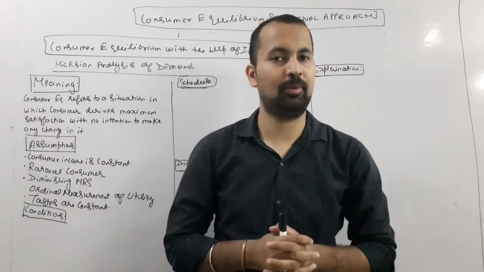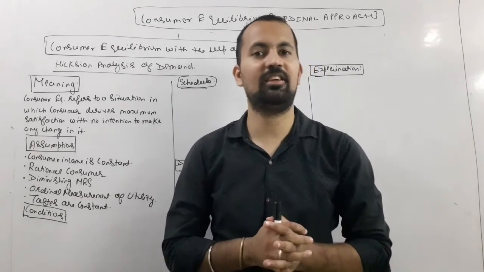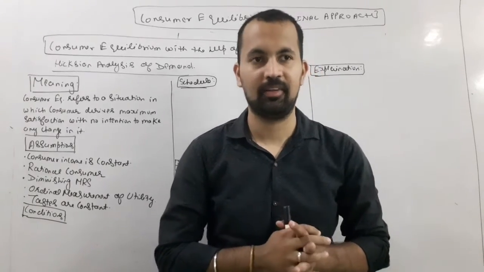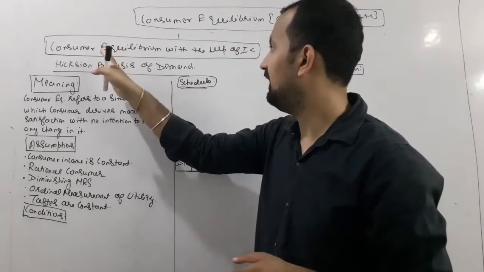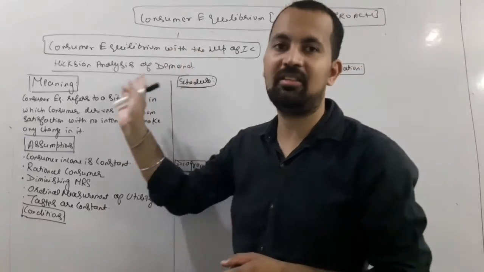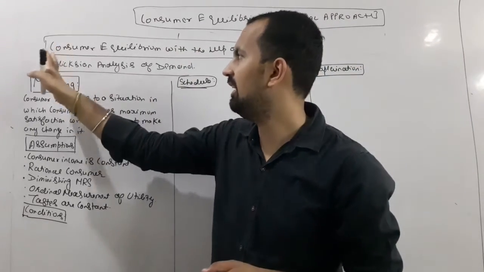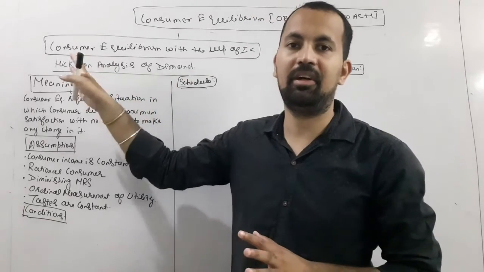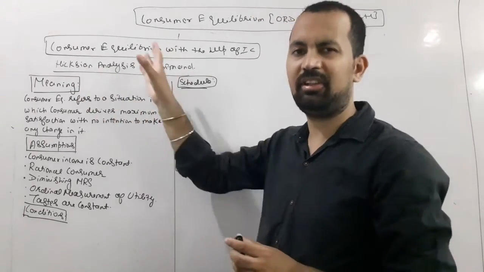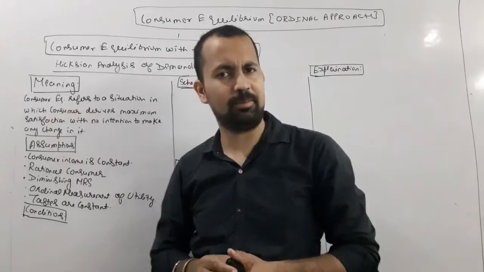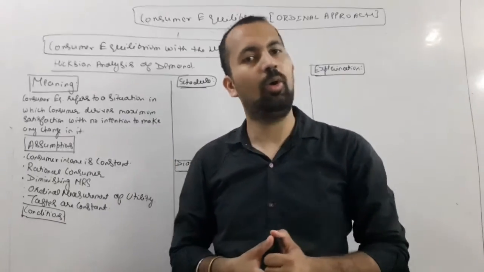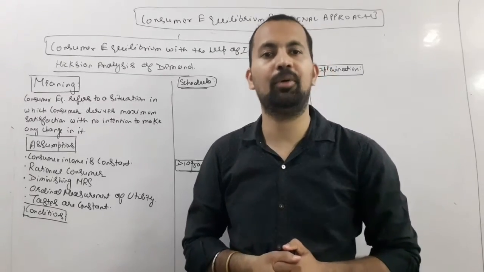Today we are going to discuss the last heading of this chapter, that is Consumer Equilibrium with the help of indifference curve. Consumer equilibrium with the help of indifference curve can also be termed as consumer equilibrium under Hicksian analysis of demand. I am repeating again, consumer equilibrium under Hicksian analysis of demand. This question can usually be asked for 6 marks in the paper. That is, define consumer equilibrium with the help of IC or explain consumer equilibrium with the help of Hicksian analysis of demand.